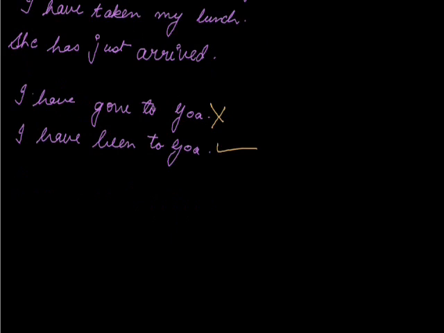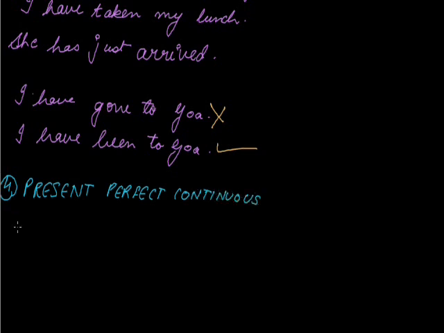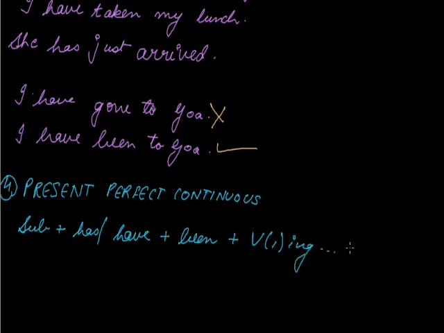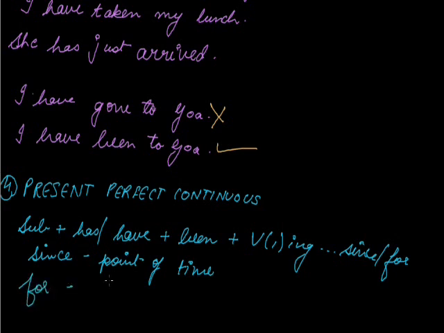Now we will be starting with another tense. What? Present perfect continuous. Okay, what is the sentence structure? Subject has or have been, verb ing, then the sentence, then since or for. Since is used for a point of time and for is used for a period of time.